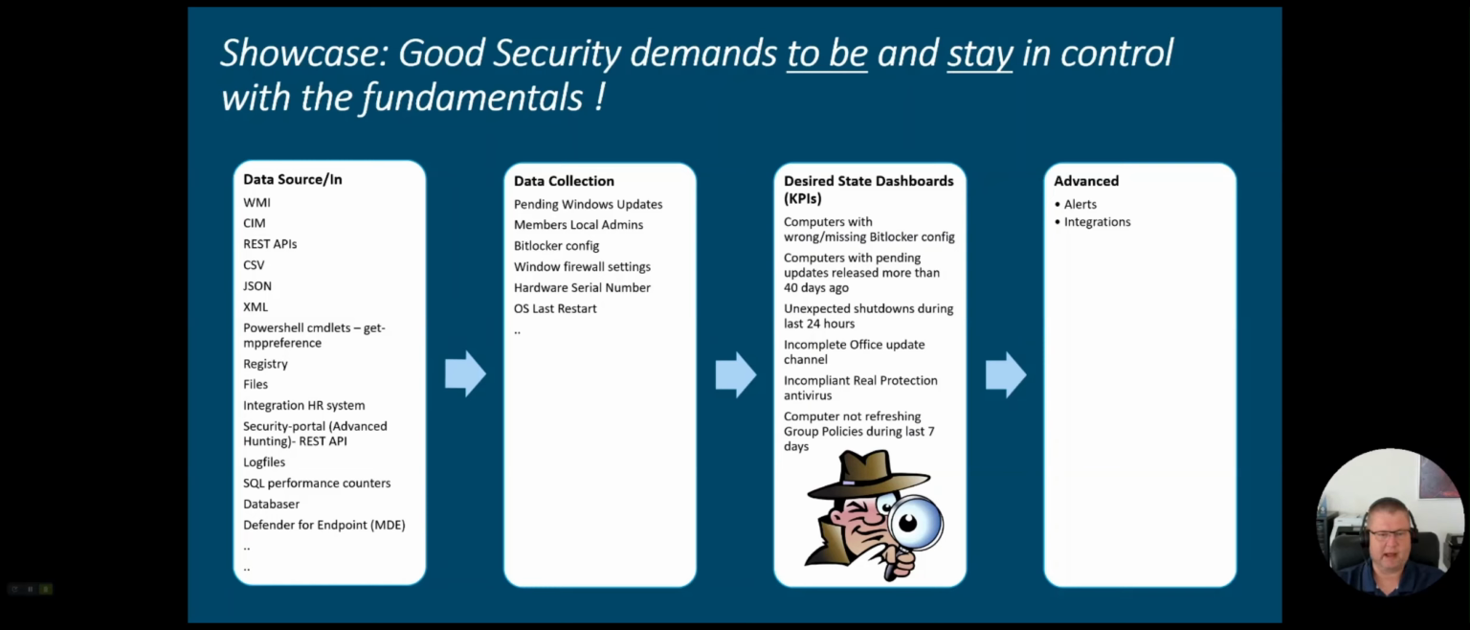And then when we bring this data back, we store it inside a database, in this case the Log Analytics workspace. On top of this, we want to provide some dashboards which will show us all the deviations. This is very important if you want to have a secure environment. Good security demands that you be and stay in control. That is the core fundamental of having a secure environment. So we want to have a dashboard or potentially some alerting which will show us where we are not in control, or for example, show me all the computers which have a wrong or missing BitLocker configuration, or show me all the computers having pending updates which were released more than 40 days ago and have not been installed, and so on. So this is the showcase, the Client Inspector.